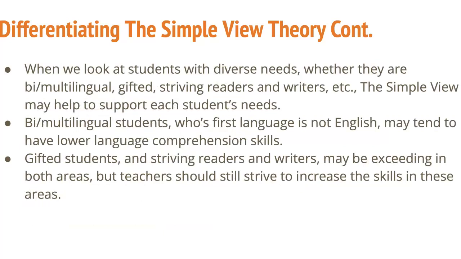So when we look at the diverse needs, whether they be bi or multilingual, gifted, striving readers and writers, or many more possibilities, this theory can help to support each student's needs. For students whose first language is not English, they may tend to have a lower language comprehension skill. Gifted students and striving readers and writers may be exceeding in both areas, but teachers should still strive to increase skills in these areas. We never want to stop at what our students know, even if it is at 100%. We want to keep encouraging them to learn more and gain better knowledge skills.